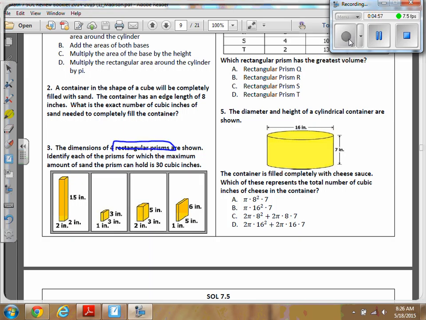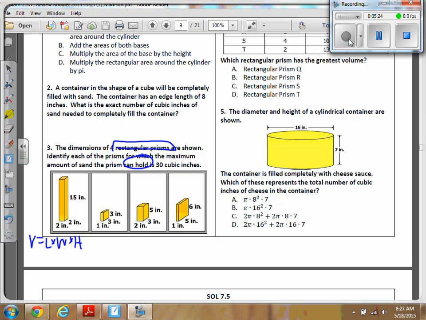Identify each of the prisms for which the maximum amount of sand that the prism can hold. All right, so we're looking at how much the prisms can hold, so we know that's volume, which is 30 cubic inches. So we're basically trying to figure out which of these prisms has a volume of 30. Remember, volume equals length times width times height. You don't have to memorize that. You can look back at the formula sheet in the beginning of the book.